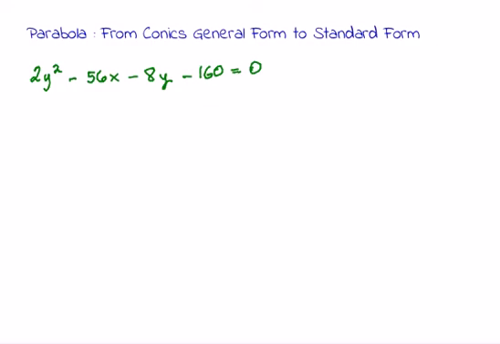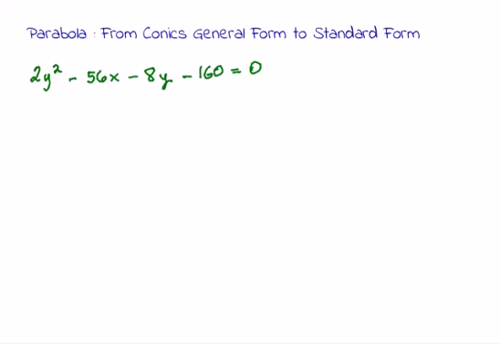In this video, we're going to look at a parabola in conics general form and convert it to standard form and find some of the important characteristics of this parabola. Now, if I look at this equation, I notice that there's only a y squared term. There's no x squared term here in this conics general form. That's what lets me know that this is a parabola. And since it's the y that's squared, then I know it's a parabola that's going to be opening to the left or to the right.